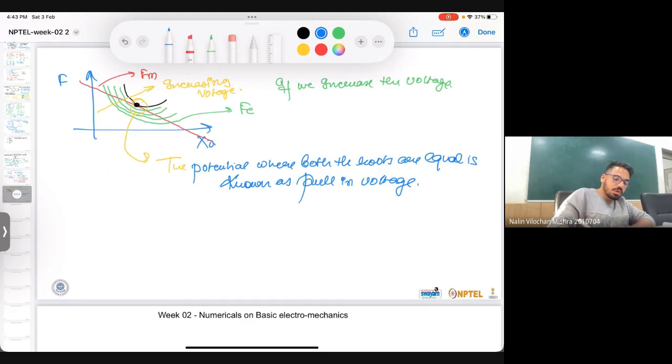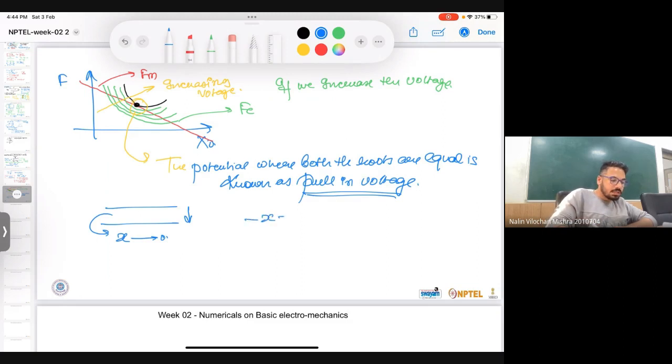Okay, so what do you mean by pull-in voltage? In pull-in voltage, both the capacitor plates will be pulled to each other, so that these two plates will make contact. So they will collapse like this. So the distance x will be 0.